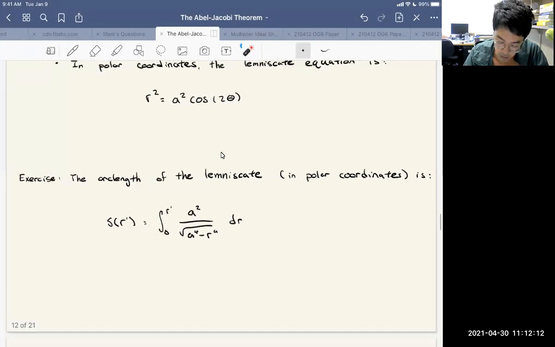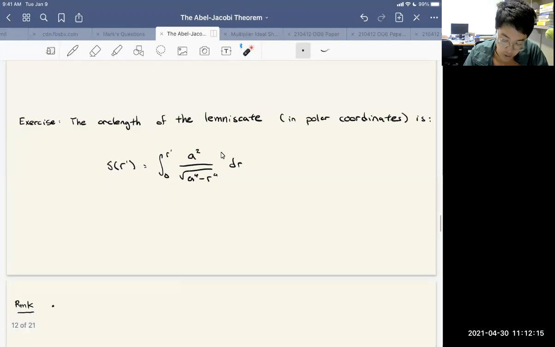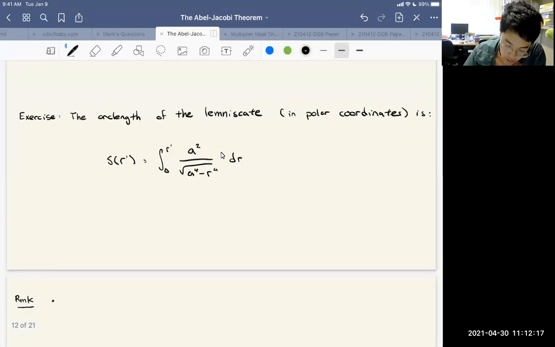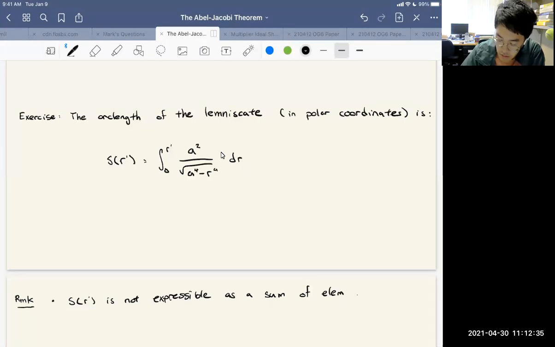So I want to make some remarks about this equation here. The first is that S of r prime is not expressible as a sum of elementary functions. So we can't write it as logs or exponentials or polynomials or any combinations of such objects.